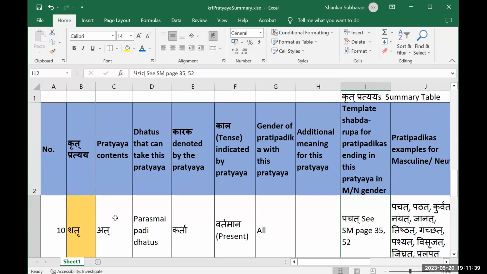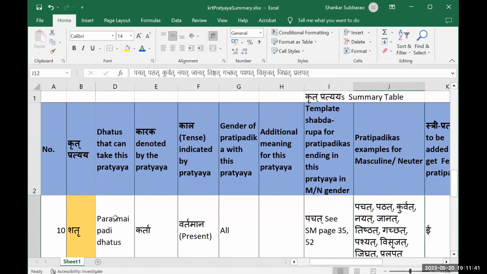Okay. What will be the forms? Pachat, pathat, kurvat, nayat, janat, tishtat, gachat, pashyat. All these kind of forms will be there. So I used some from the Gita verse. You remember the verse? Pashyan, Shrinvan, Sprishan, Jigran, Ashnan, Gachan, Swapan, Shwasan, sixth chapter. All those come from these forms, okay? It is all Shatranta.